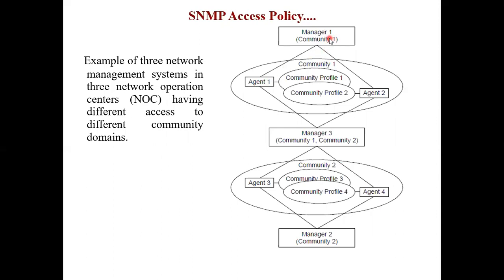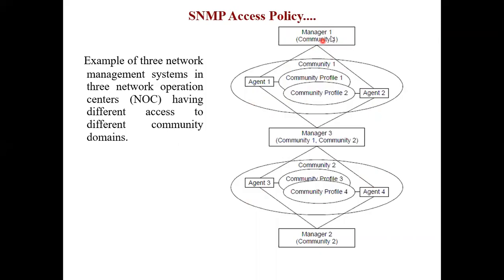Now this manager 1 belongs to community 1, so he can only interact with the agents that belong to the same community. So as such, I have 4 agents, but manager 1 can get the data only from agent 1 and agent 2. That's why these 2 lines are there. Manager 1 cannot get any data from agent 3 or agent 4 because they belong to a different community, because we have grouped manager 1 in community 1.